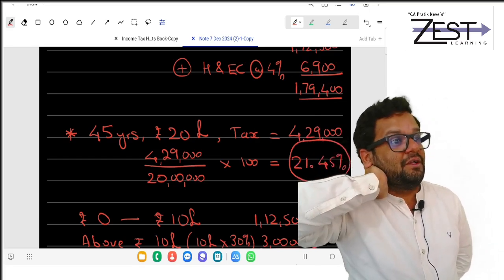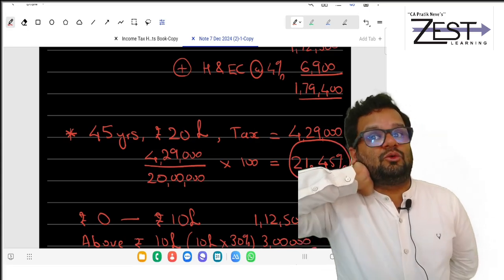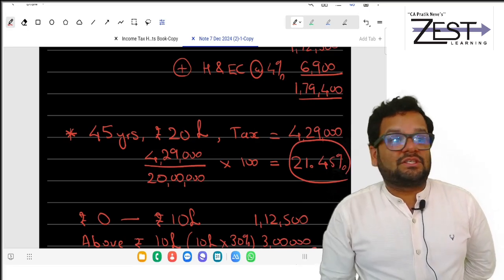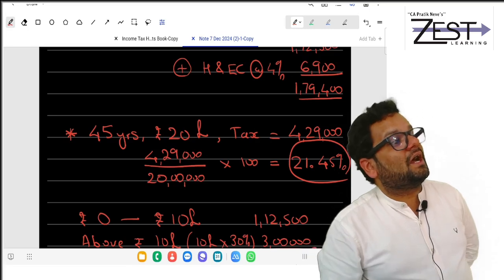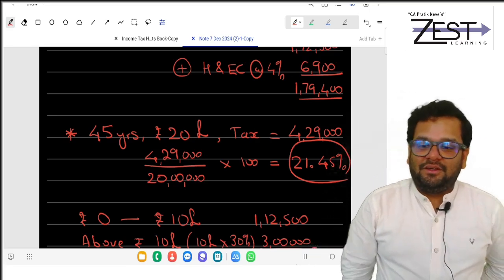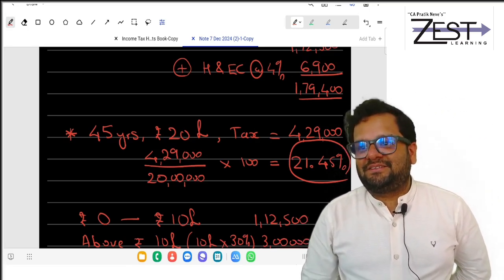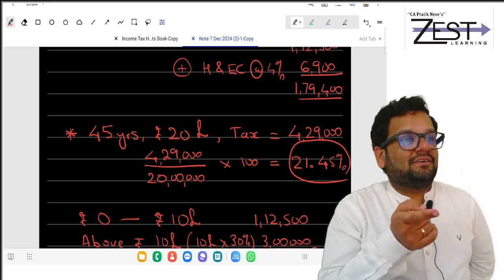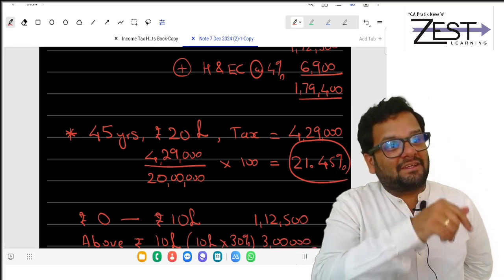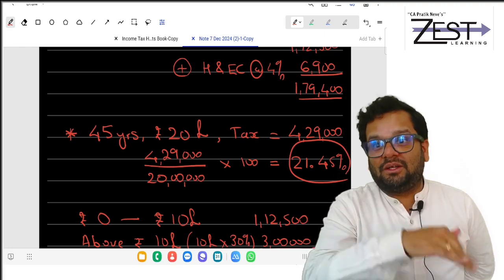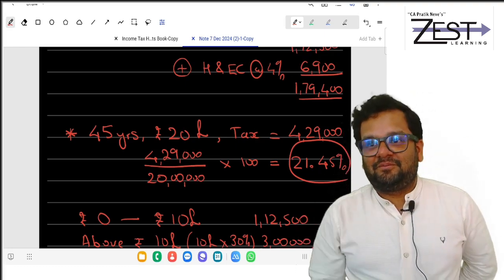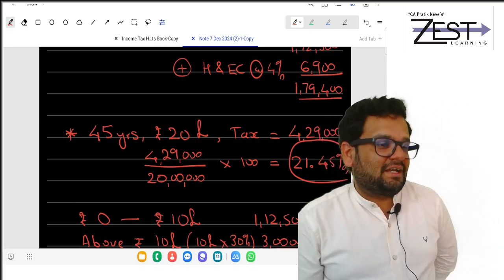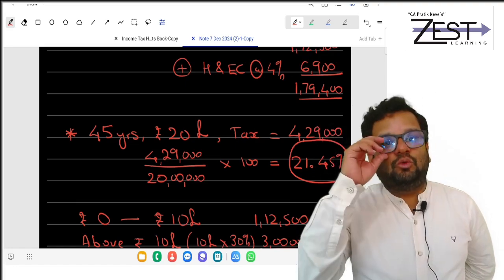Surcharge will take you to a different orbit only. Surcharge will apply when your income is very high. You are an individual earning above 50 lakhs. Government says no need to earn that much. Pay us surcharge on tax, and cess on the subtotal. Is it valid? That I leave to you. But how to calculate, I can tell you.